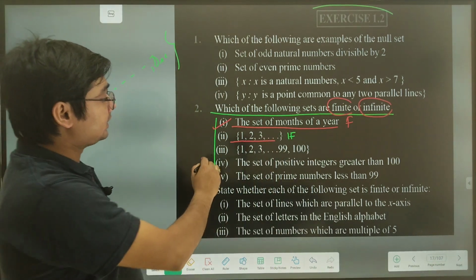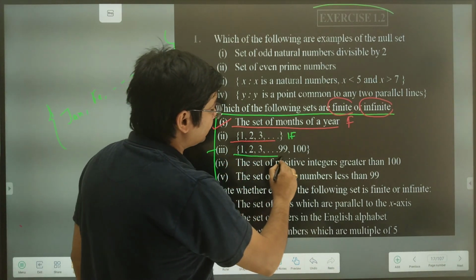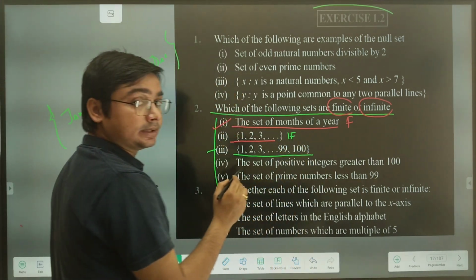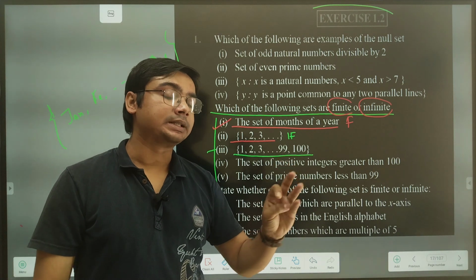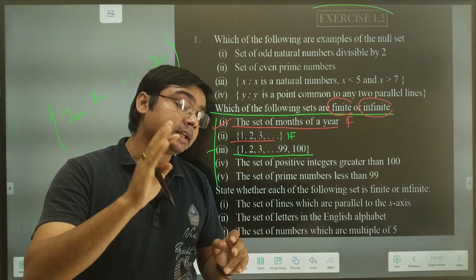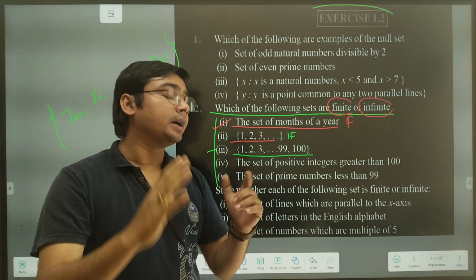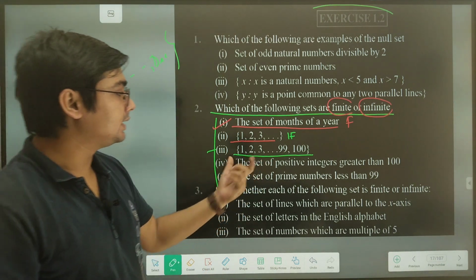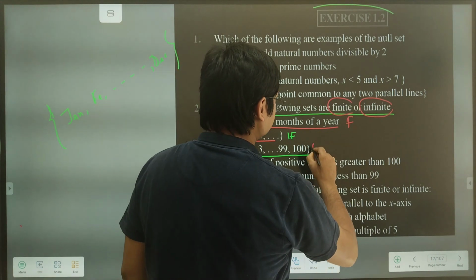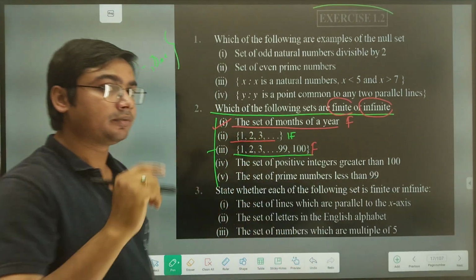And the third question: 1, 2, 3, 4, up to 99 and 100. How many elements are there? 1, 2, 3, 4, 5, 6, 7, up to 99 and 100. That means only 100 elements are there, a definite number of elements. So this is a finite set, and question number 3 also will be a finite set.